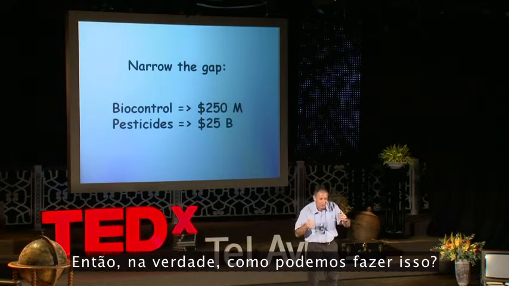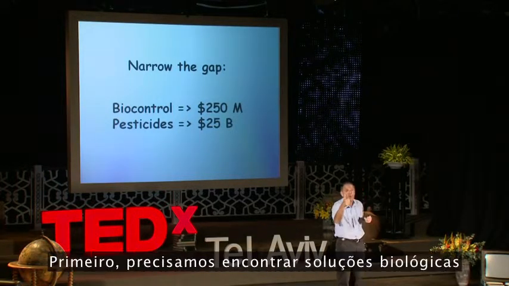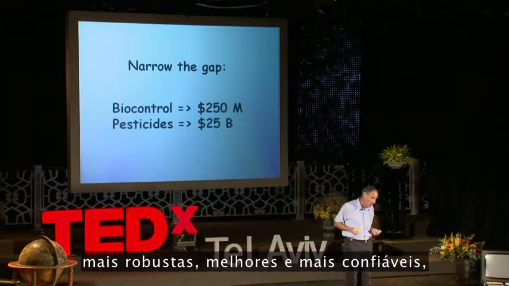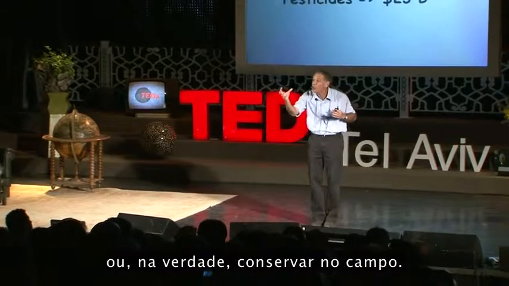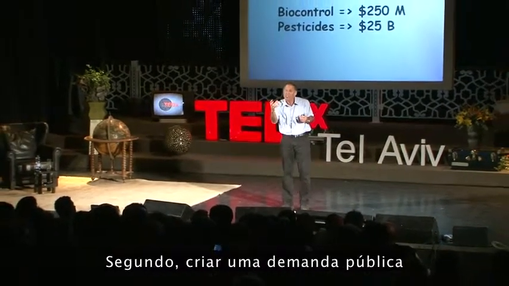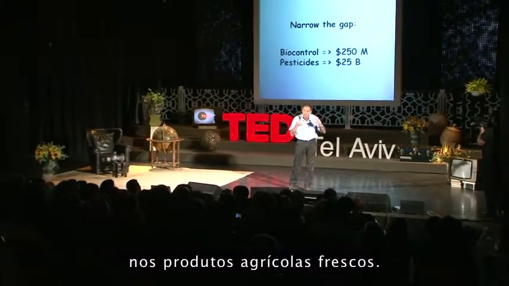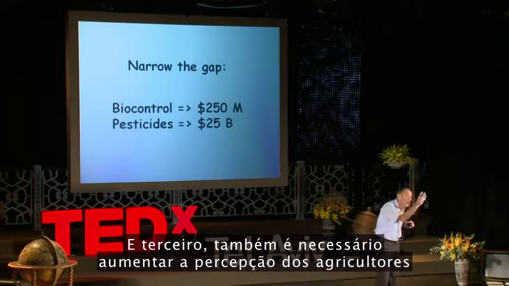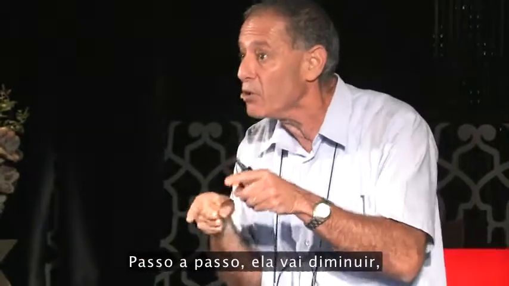So how can we do it? How can we bridge, or let's say narrow, this gap over the years? First of all, we need to find more robust, good and reliable biological solutions, more good bugs that we can either mass produce or conserve in the field. Secondly, to create even more intensive and strict public demand for reduction of chemicals in the agriculture of fresh produce. And thirdly, to increase growers' awareness of the potential of this industry. And this gap really narrows, step by step.